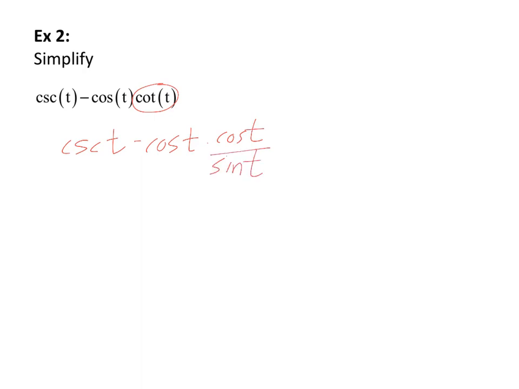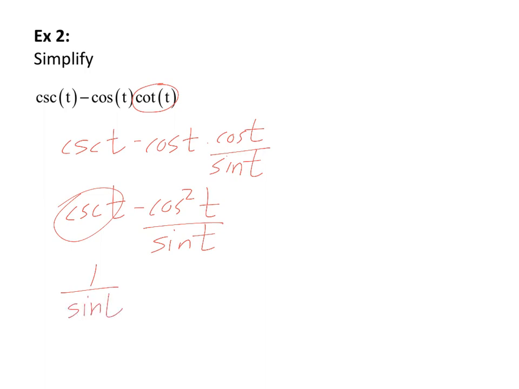Multiplying those, I have cosecant of t minus cosine squared t over sine t. Well, let me correct myself. We still have 3 trig functions. But what are we going to do? We'll notice that if I apply the reciprocal function here, I have 1 over sine of t. And as soon as you recognize that, then life should become a bit easier with this problem.